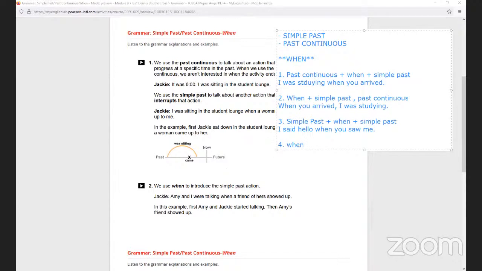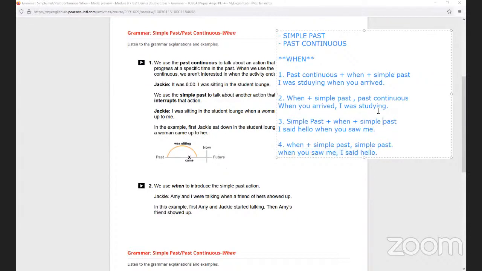I could use my connector at the beginning, simple past, and after my simple past. Right, so I can say the same. When I, or maybe when you, both are the same, so it's okay. When you saw me, I said hello. So both are in simple past, okay?